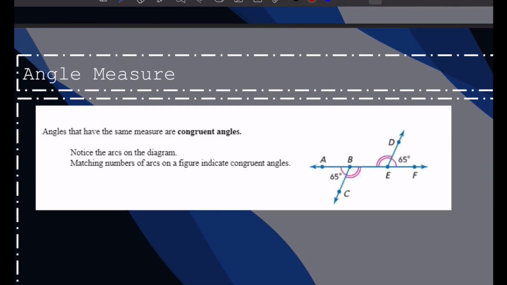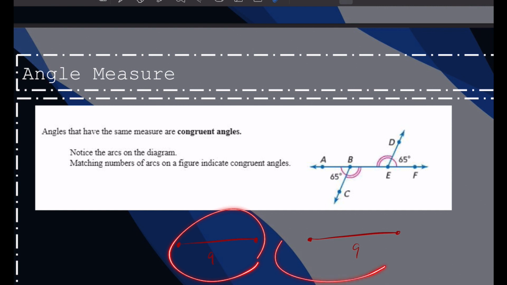Now I've got to move on to something called congruent angles. We've already talked about congruent segments. If I have this segment here and this segment here, and let's say the measure of this segment is 9, and the measure of this segment is 9, these are two different segments, but they have the same measure. They have the same distance.